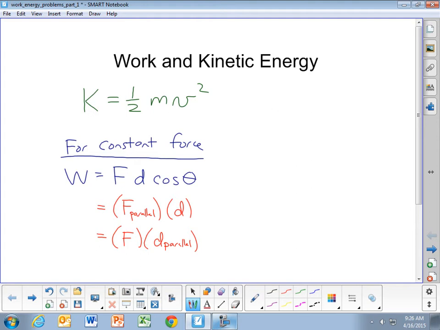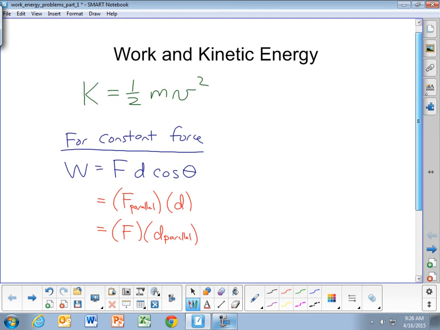The biggest example of a place that we use this is often when we look at the work done by gravity. We often know the vertical distance that it travels. The force of gravity is in the vertical direction, and so we can use that vertical distance times the force of gravity to get the work done by gravity.